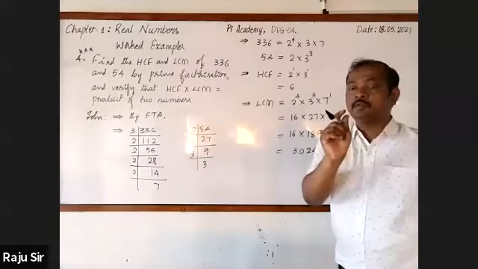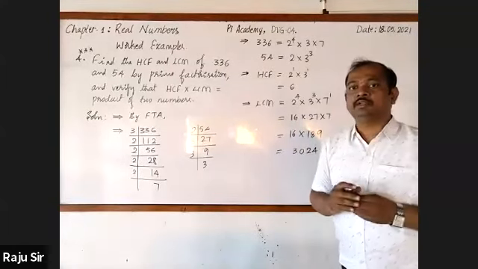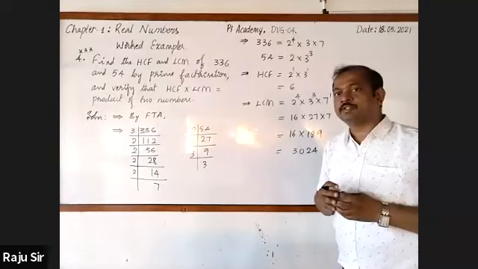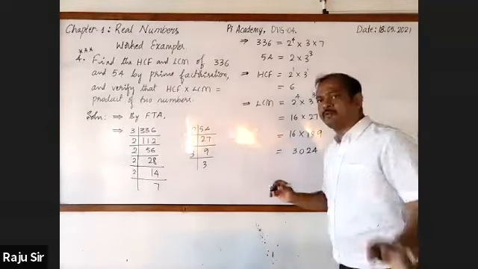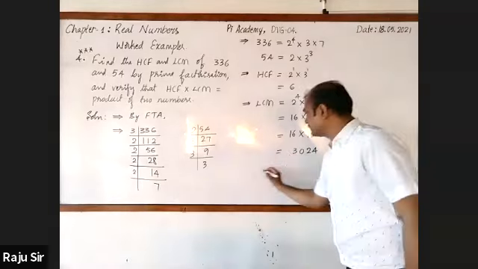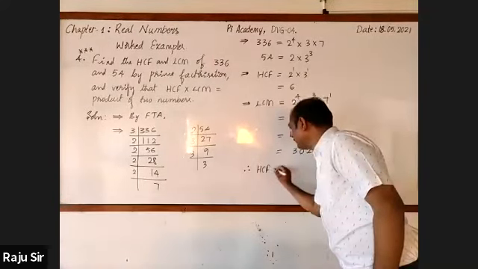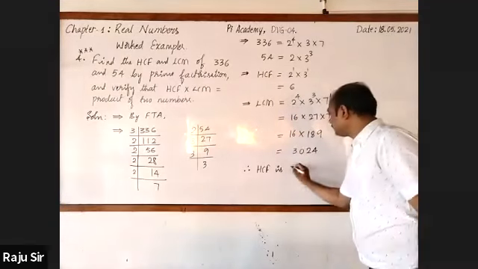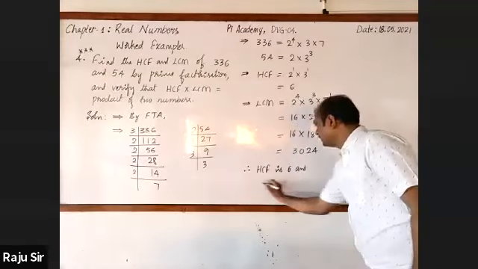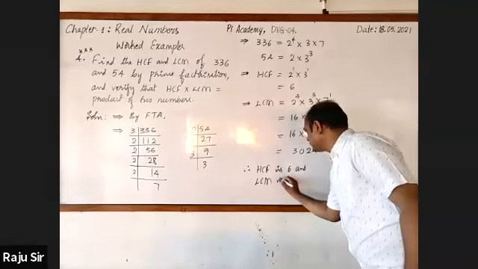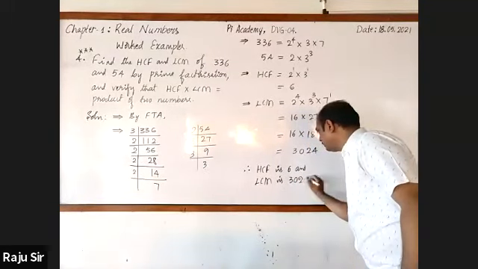Yeah, but the product is right. The method that you have followed is wrong. Let me tell you how to verify. Please do concentrate on this. Here I'll write the conclusion first. Therefore, HCF is 6 and LCM is 3024.